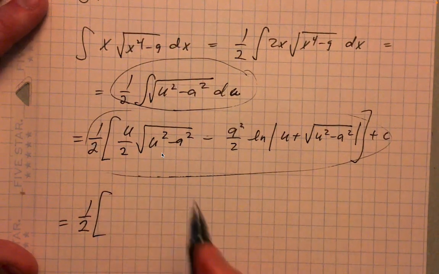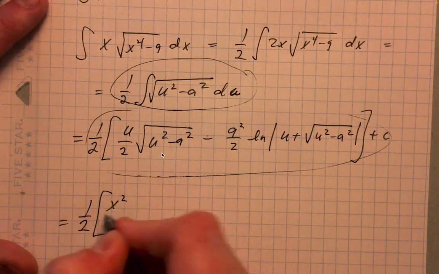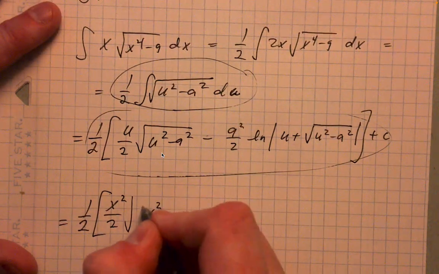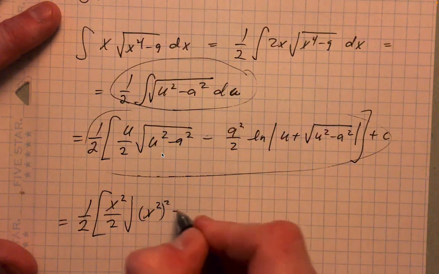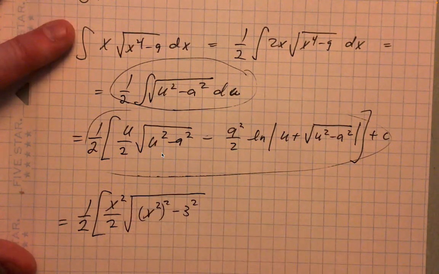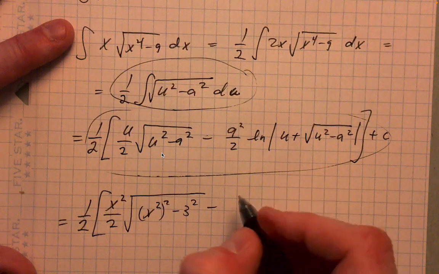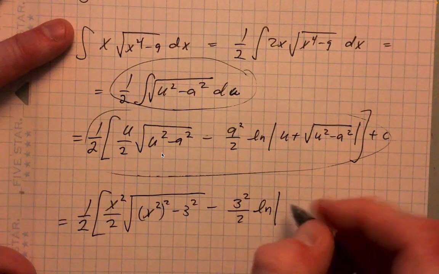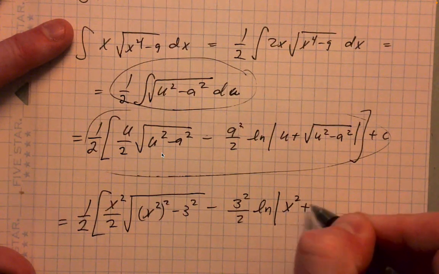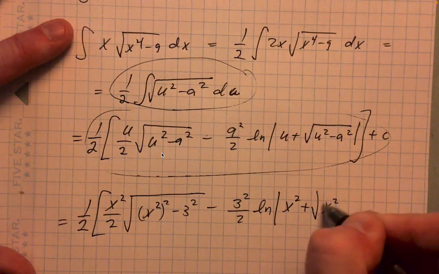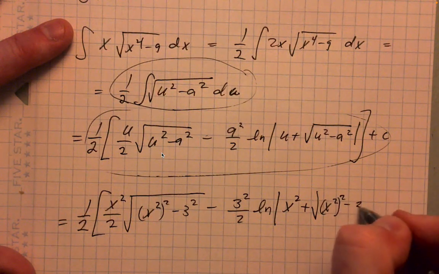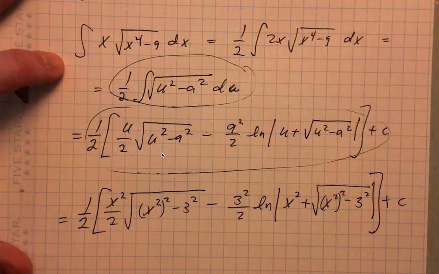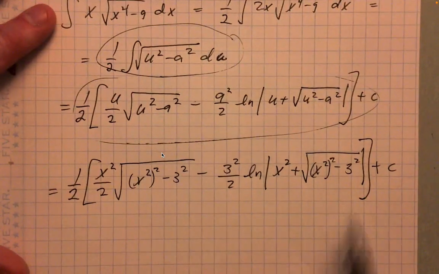So u is x squared, so this would be x squared over 2 times the square root of x squared squared. I'm going to write it all in here just to be really thorough so people can follow the substitution. And then it's minus 3 squared over 2 times the natural log of, remember u is x squared, so that would be x squared plus the square root of x squared squared minus 3 squared, plus c. Okay, and so that's basically it.